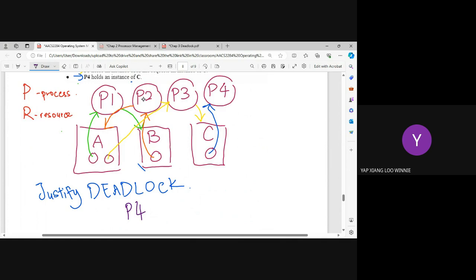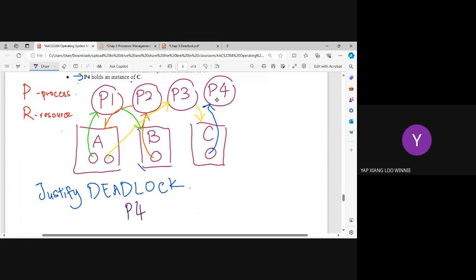But at the same time, process 2 is holding resource B. I'm holding B, but I'm requesting A, and there's no available A that I can use. So I have to wait as well. Now process 3 is holding resource A, and it tries to request C. I want to use C, but C is in use by process 4. I cannot get C. Even though I'm holding A, I still have to wait for C to be available. So you see, process 1, process 2, and process 3 are not able to execute, right?